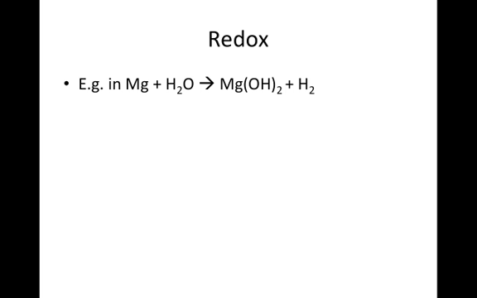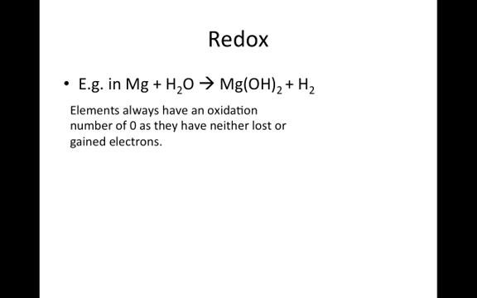Many reactions are redox reactions, where reduction and oxidation take place in the same reaction. To work out what is oxidised and what is reduced, you first need to work out the oxidation number for each element in the species in the reaction. First, elements are always 0, which means in this particular case magnesium and hydrogen are both 0.